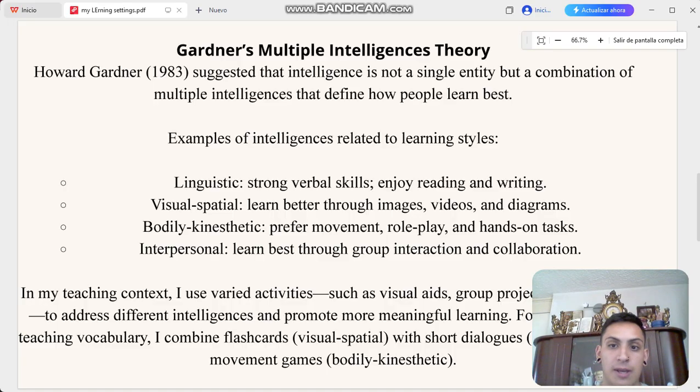diagrams, the bodily kinesthetic, that you prefer movements, role plays, flashcards, hands-on tasks, apps to perform their learning, and the interpersonal, that learns better through group interaction and collaboration. Because sometimes, of course, we need that kind of help or support to continue working on what the students need.